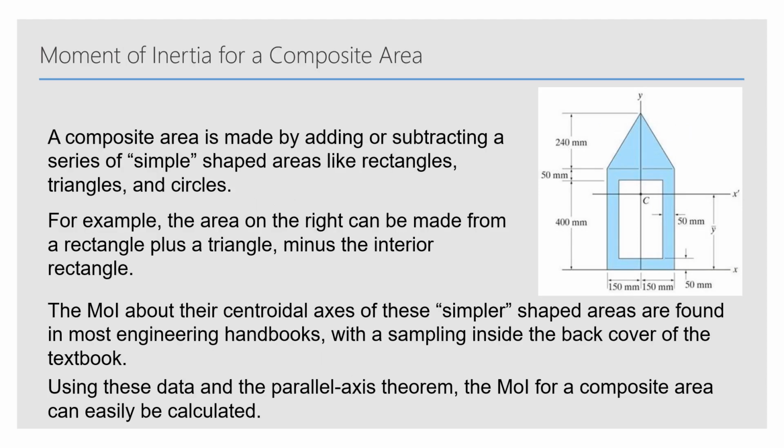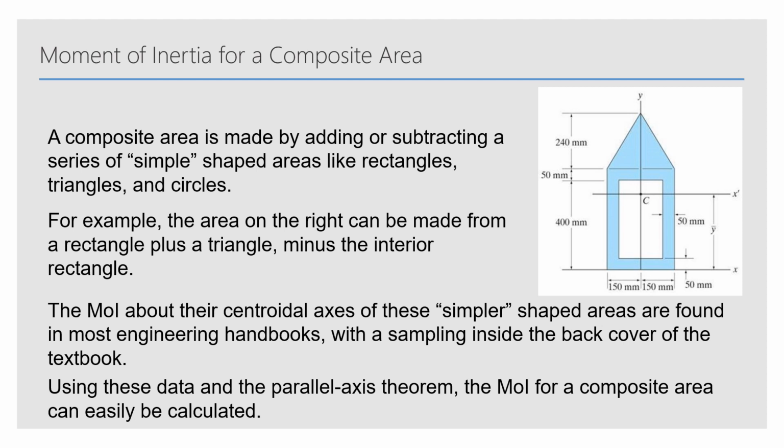Taking a look at section 10.4, it discusses the moment of inertia for a composite area. A composite area is made by adding or subtracting a series of simple shaped areas like rectangles, triangles, or circles. For example, the area on the right here can be made from a rectangle plus a triangle minus the interior of a rectangle. So we're just putting together simple shapes to get our final shape.